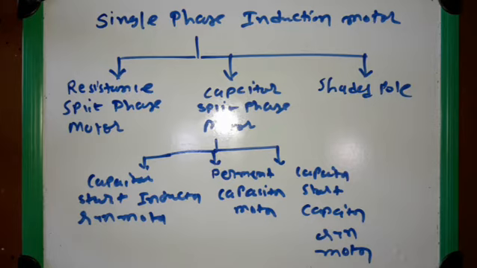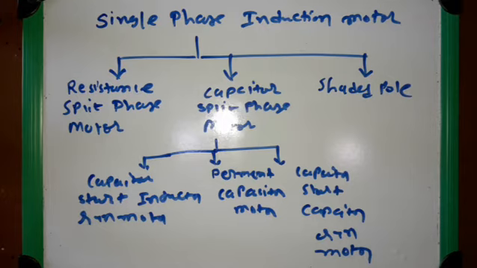First, single phase induction motors are classified as resistance split phase motor, capacitor split phase motor, and shaded pole motor. As we already know, the motor is not self-starting, and when single phase voltage is given to the winding, an alternating flux is produced. This alternating flux in a single phase machine is not a rotating flux. So we employ some methods to produce rotating magnetic flux. The first one is the resistance split phase motor.